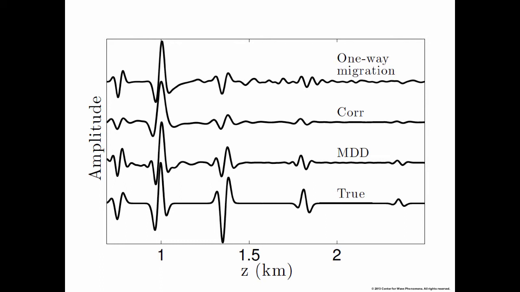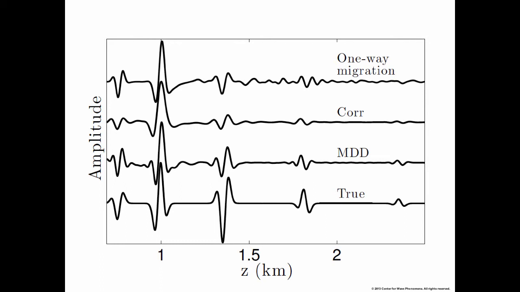Also, you can notice something, especially for the second reflector, the one at 1.3 kilometers, which should have the same amplitude as the one at 1 kilometer. MDD also doesn't retrieve the correct amplitude.